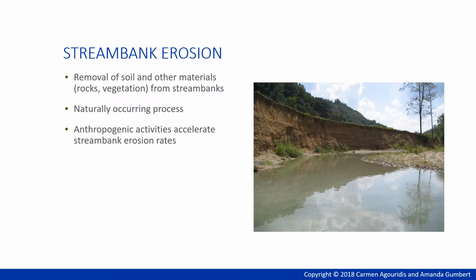Streambank erosion refers to the removal of soil and other material, such as rocks and vegetation, from the streambank. Streambank erosion is a naturally occurring process, but the rate at which it occurs is often increased by anthropogenic activities such as urbanization and agriculture. Changes in land use can cause streambanks to erode at rates much faster than those seen in natural systems.